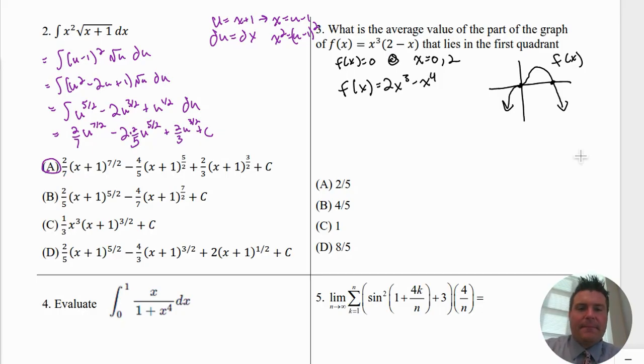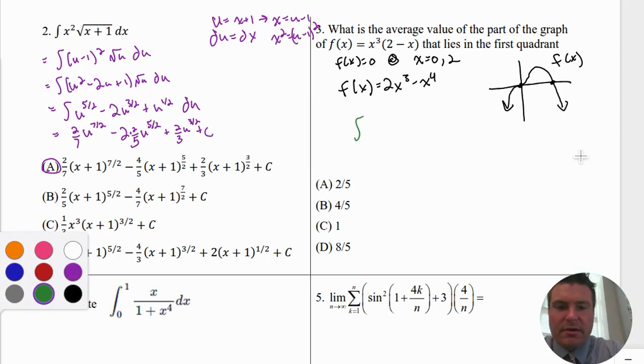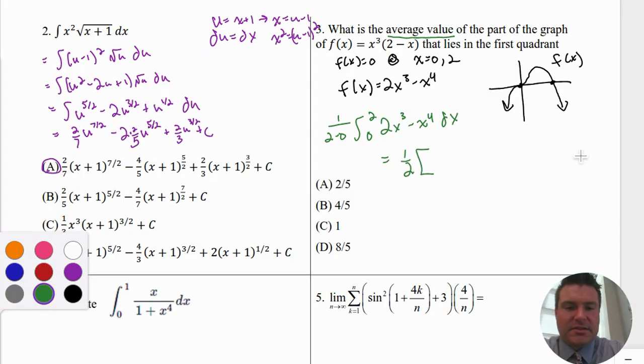So I'm going to have my bounds here from 0 to 2 of f of x, which is 2x to the 3rd minus x to the 4th dx. Since I'm finding the average value, I have to divide by the difference of the bounds, so it's 1 over 2 minus 0. It's going to give me a 1 half. I'm going to integrate this. I'm going to end up with 1 half x to the 4th minus 1/5 x to the 5th.